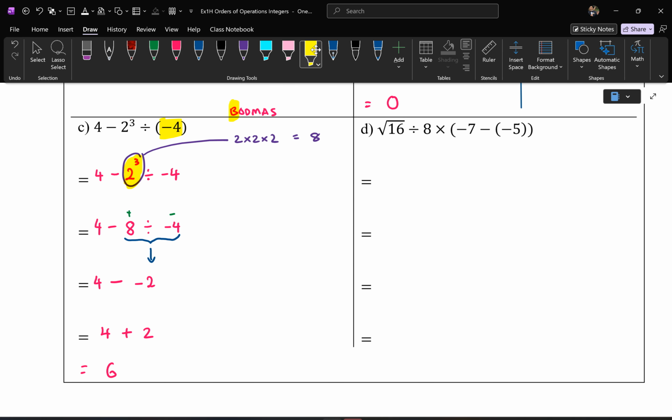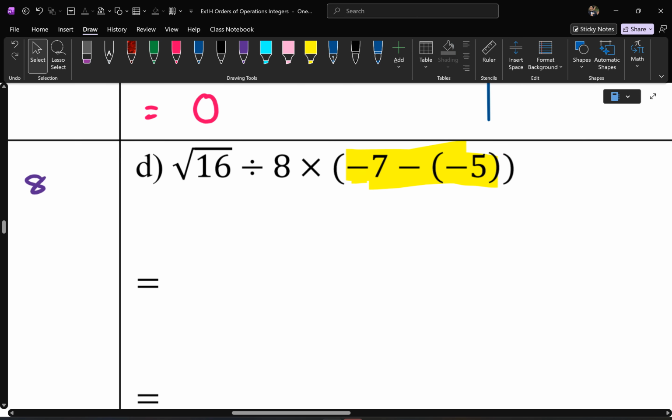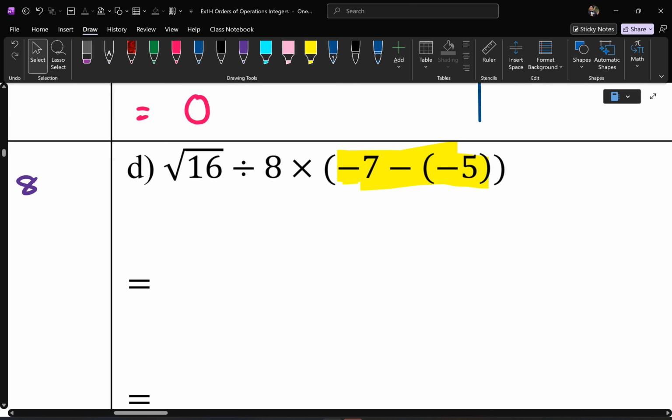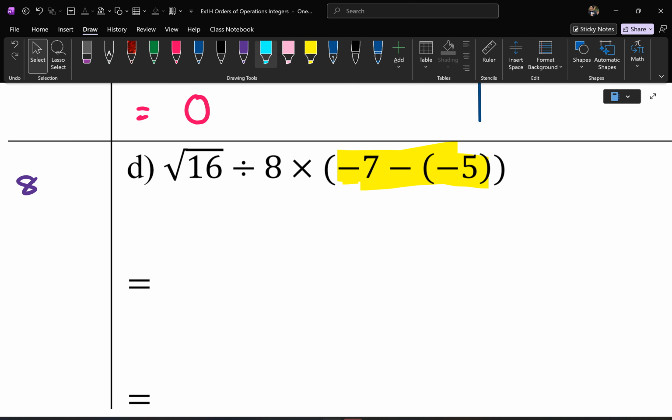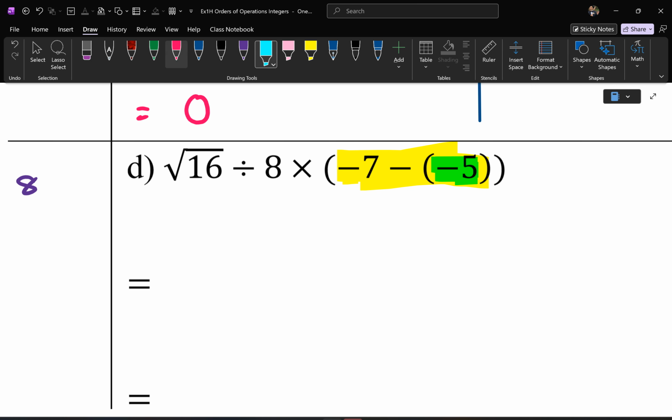Brackets. So inside the brackets, I've got brackets and brackets too. So let's work this one out. I've got a bracket here, but inside these brackets, I've got another bracket. So I'm going to focus on the innermost bracket. There we go. So inside this bracket, what do I have? -5, very good.